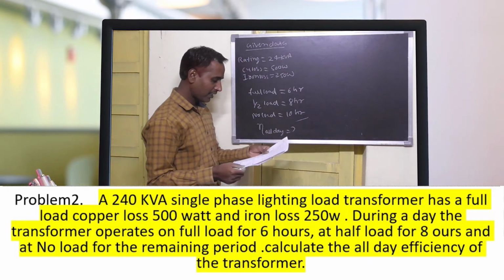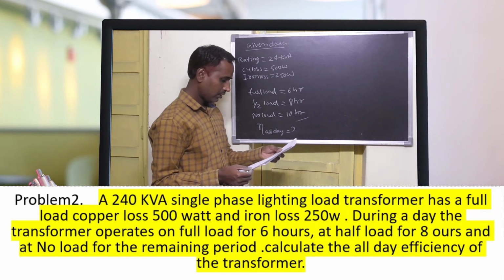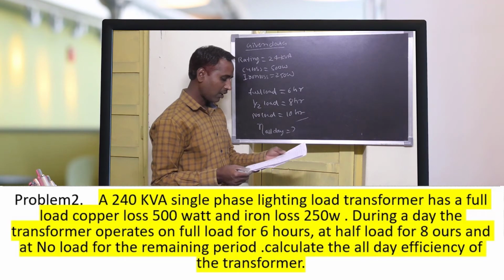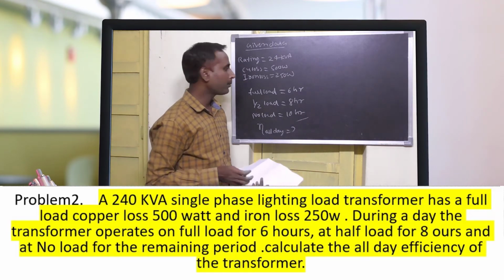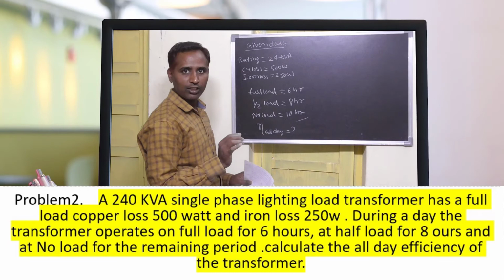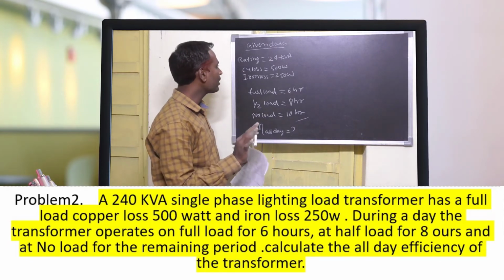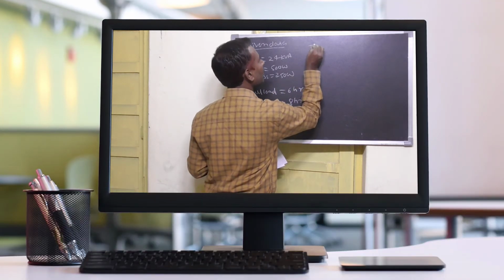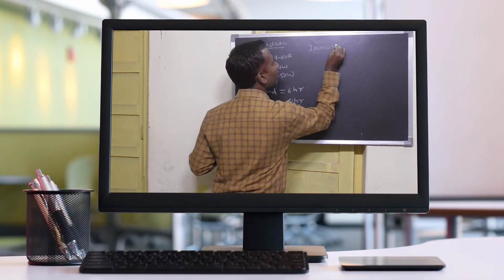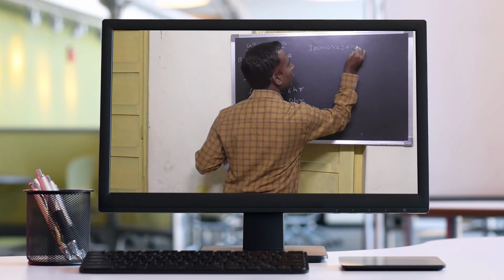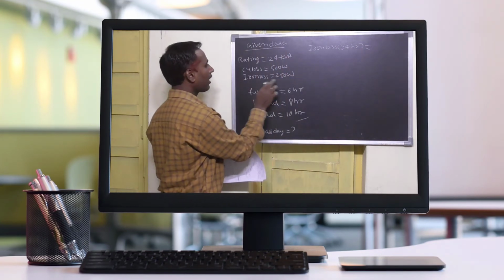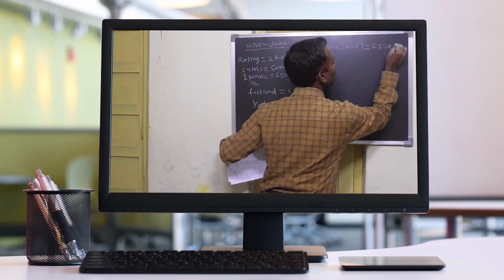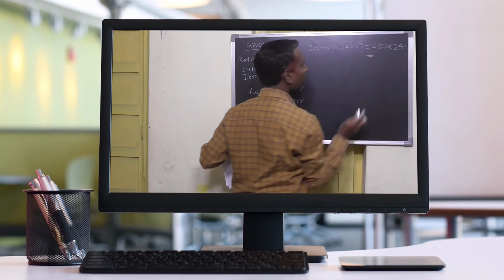So here, is the power factor given or not? Here we calculate the all day efficiency of the transformer. The power factor is not given. No problem, we can easily solve this problem. First we find the total losses. Plus iron loss for 24 hours. How much is the iron loss? Iron loss is 250. 250 into 24. How much will you get?